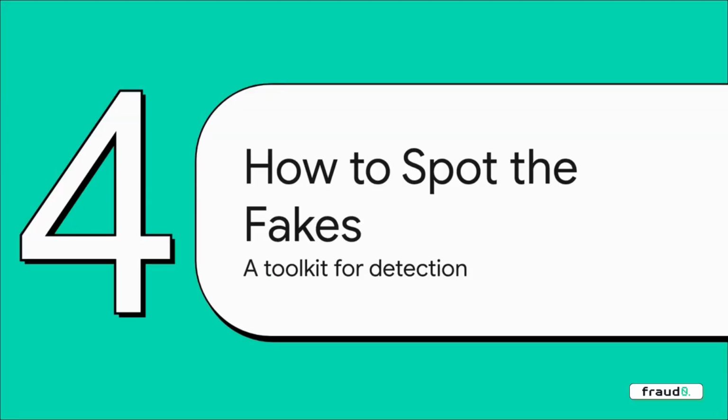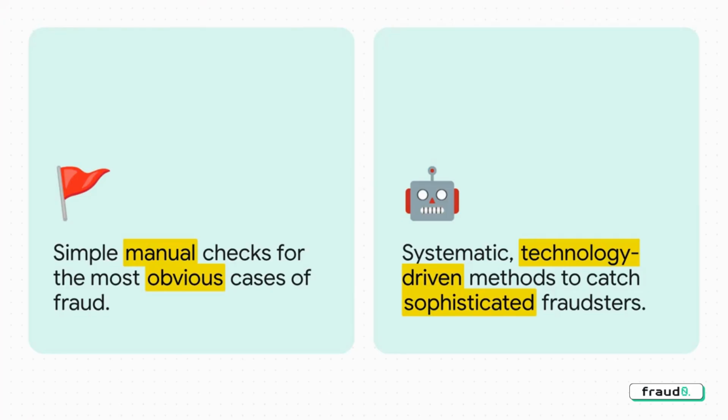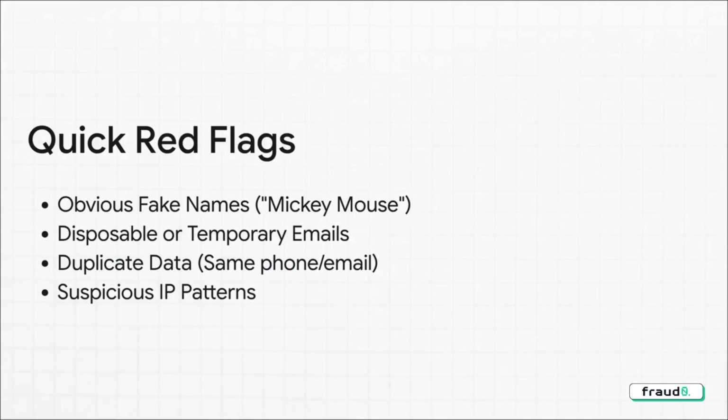Okay, that was the problem. Enough doom and gloom. Now for the solution. How do you actually fight back? Let's equip you with a toolkit for detection so you can start cleaning up your data and protecting your investment. We can really break this down into 2 levels of defense. First, you've got your quick red flags. These are simple, manual checks that'll help you catch the most obvious fakes. Then you've got your advanced detection. This is where you bring in the technology to uncover the more sophisticated fraud that those manual checks are definitely going to miss.